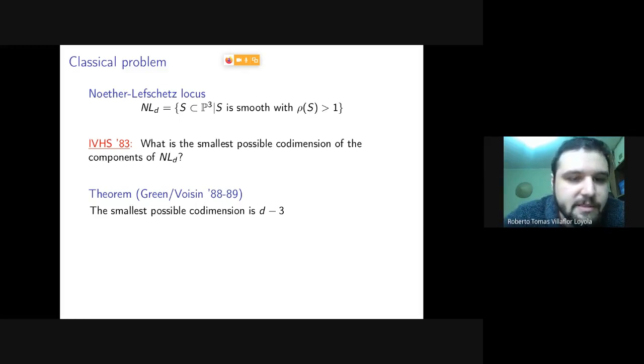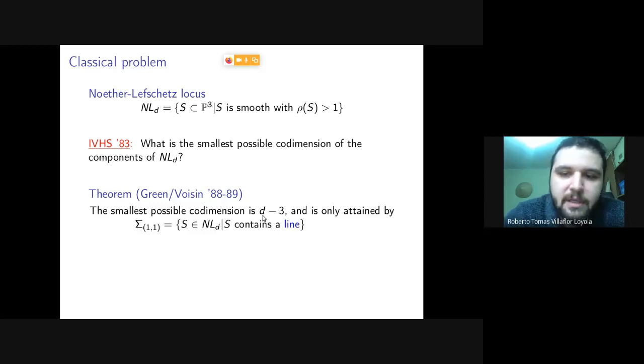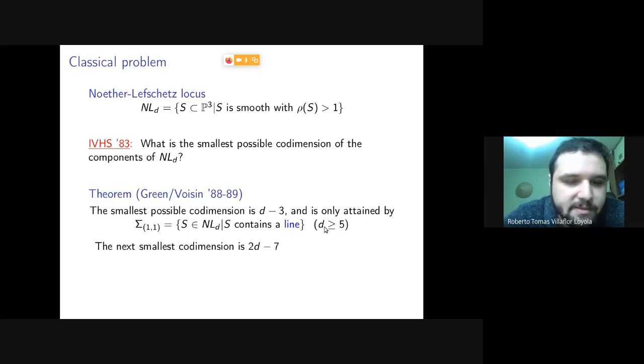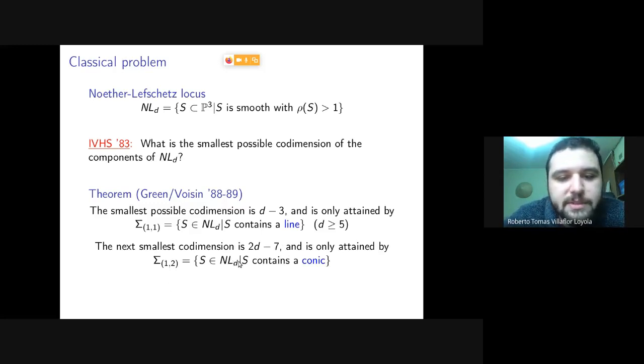So the first thing is that the smallest possible codimension is D minus 3. This codimension is only attained by one component, the component corresponding to surfaces containing a line. This is for degree at least 5, because in degree 4, all components have this codimension. And the next smallest codimension, a result due to Voisin, is 2D minus 7, and it's only attained by the component which is the space of surfaces containing a conic. So this is the classical result. This was one of the first questions asked about the Noether-Lefschetz locus.